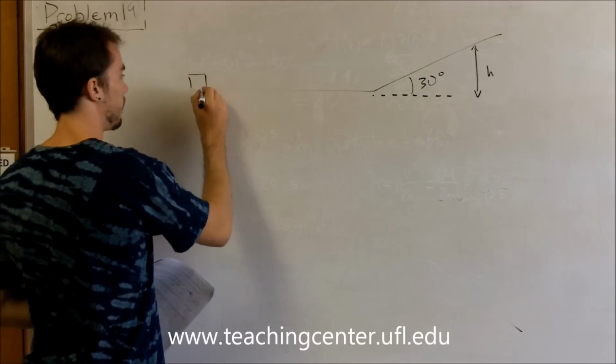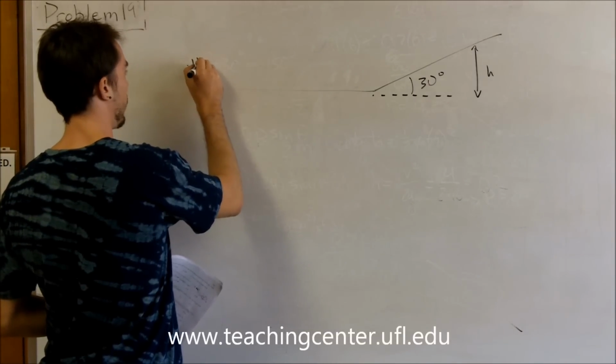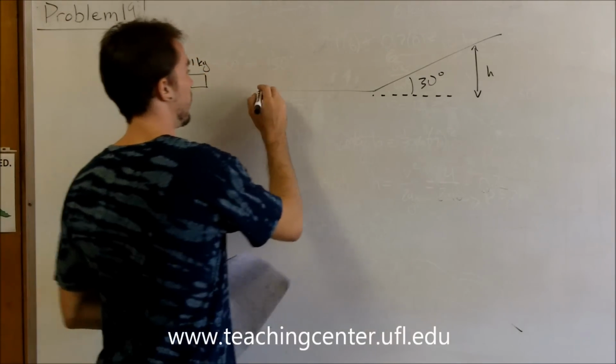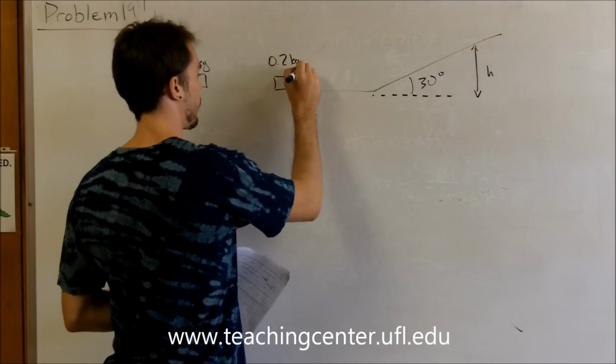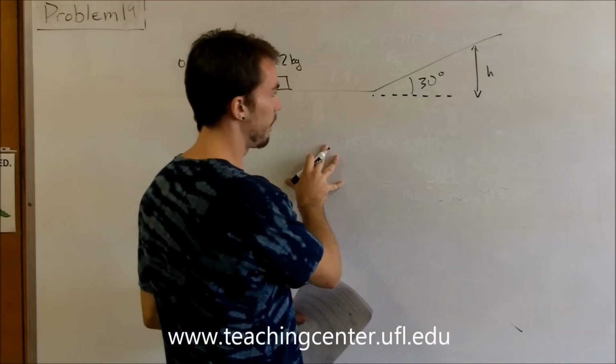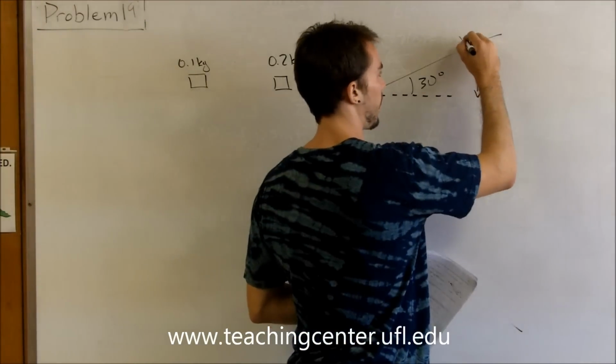So, we start out with an ice cube over here, 0.1 kilograms, hits another ice cube, 0.2 kilograms. Then they stick together, and they slide up and they reach a height h.